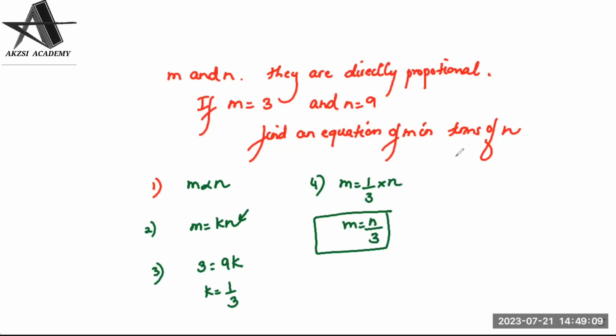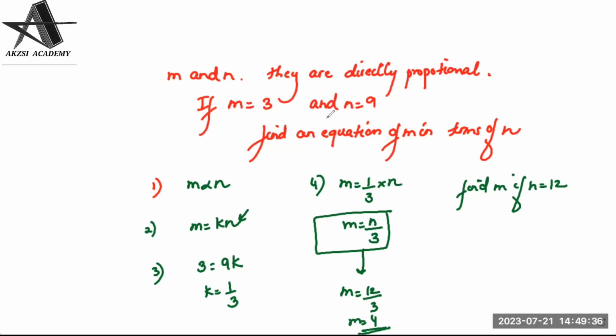Now, suppose they have said find m if n is equal to 12. So what you need to do is just put the value of 12 in place of n. So m is equal to n by 3, and in place of n I'll write 12 over 3. So m will be 4. We'll definitely do more questions, but in the next lecture when we do the worksheet.